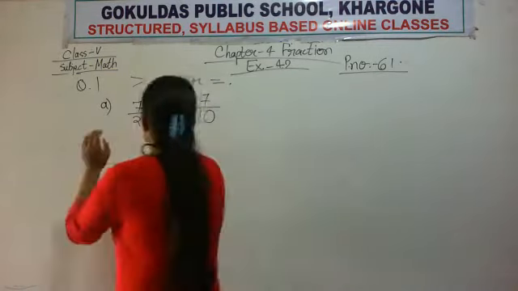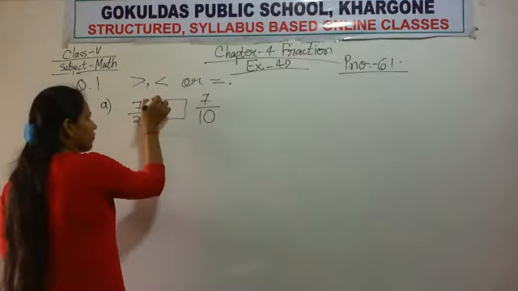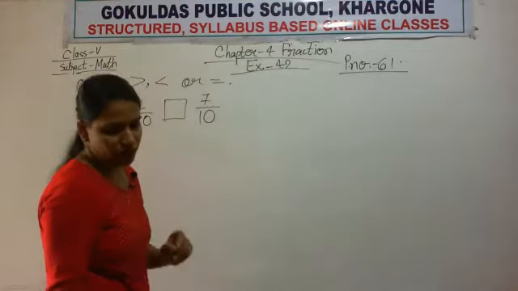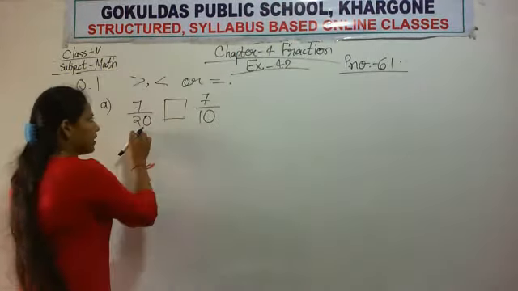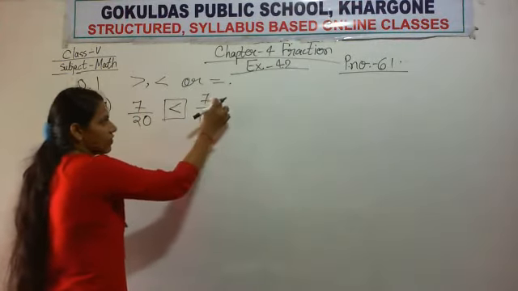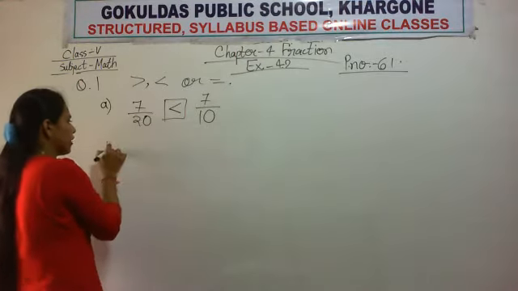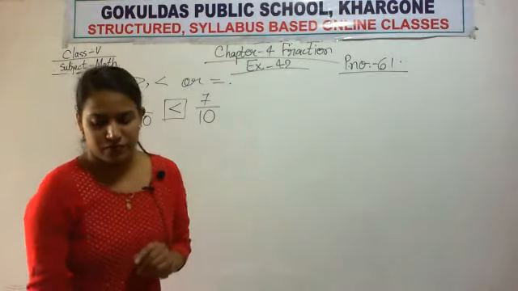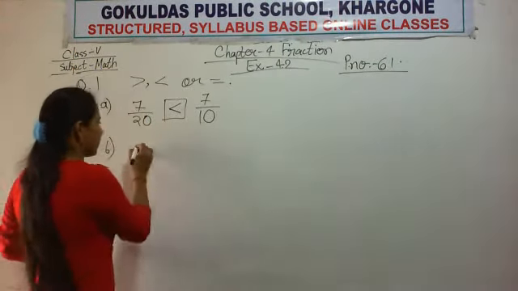In this case, the larger denominator means the fraction is smaller. If the denominator is larger, then the fraction is smaller. So 7 upon 10 is larger than 7 upon 20. These are very conceptual questions, so please pay attention.